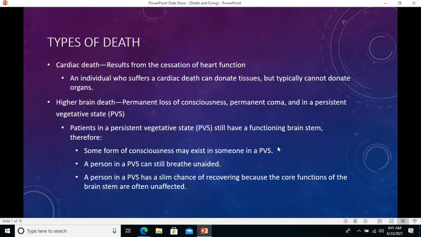So the next death is the higher brain death, which is a permanent loss of consciousness, permanent coma, and in a persistent vegetative state. So persons in a persistent vegetative state still have a functioning brainstem, which means that some form of consciousness may exist in someone in a PVS. A person in a persistent vegetative state can still breathe unaided, and has a slim chance of recovering because the core functions of the brainstem are often unaffected.